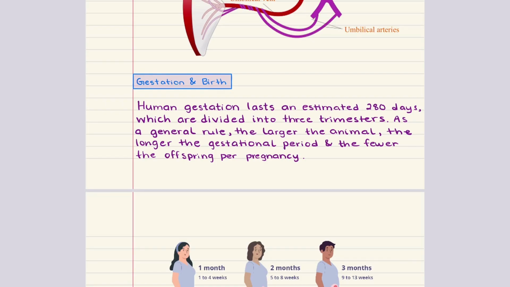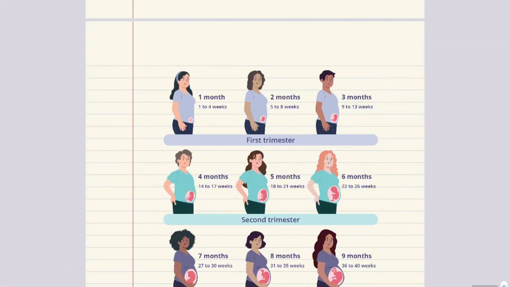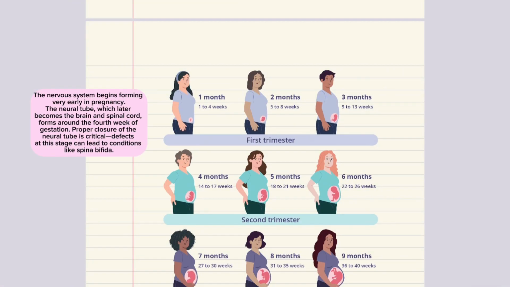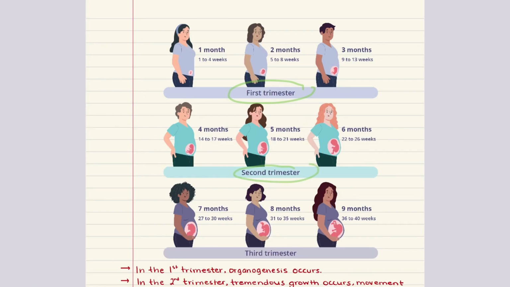In the first trimester, the most important developmental process is organogenesis. This is when the major organs begin to form. By the end of the first trimester, most of the embryo's basic structures are in place, and it's now considered a fetus. The second trimester is marked by rapid growth. The fetus starts to move, the face becomes more human-like, and features such as fingers and toes become more distinct. This is the stage when pregnant individuals often begin to feel movement, sometimes referred to as quickening.